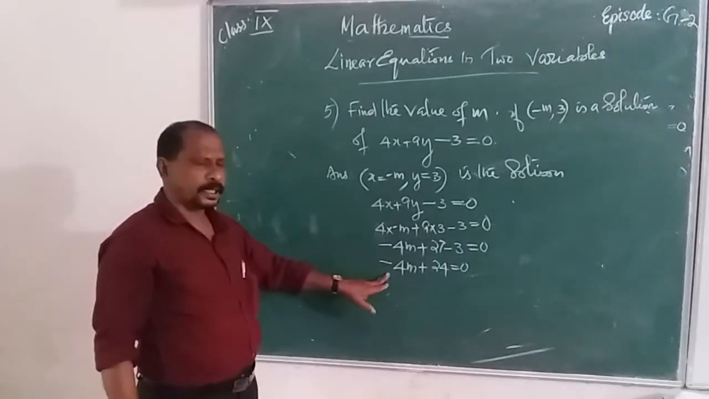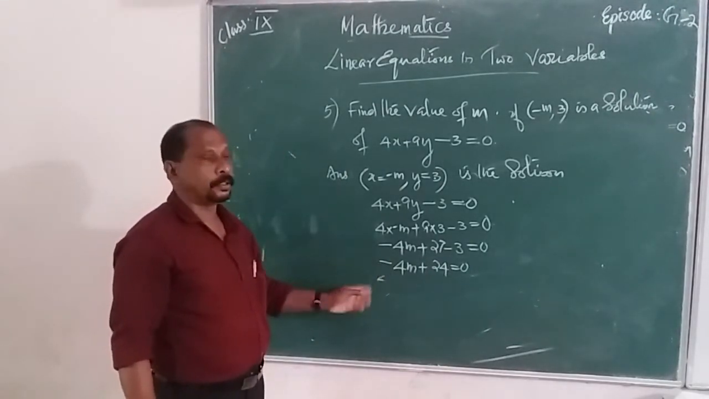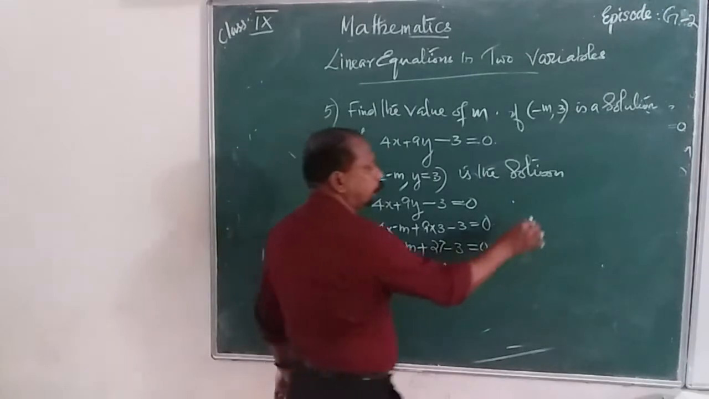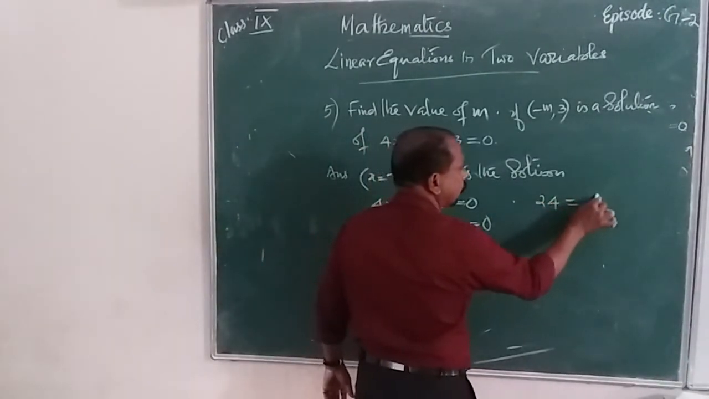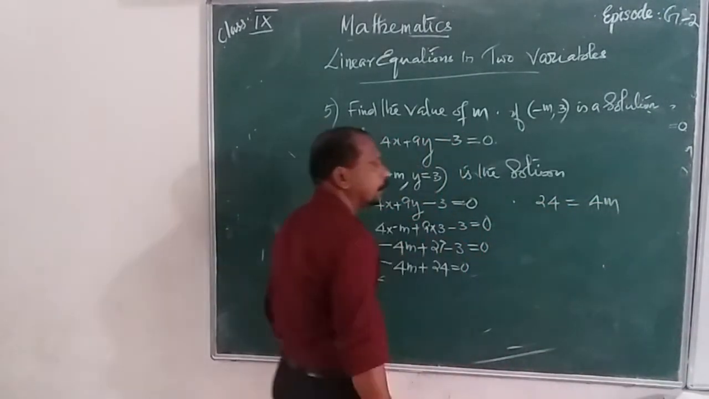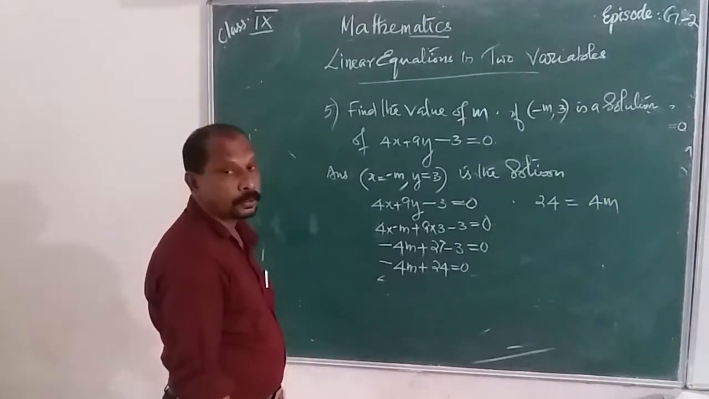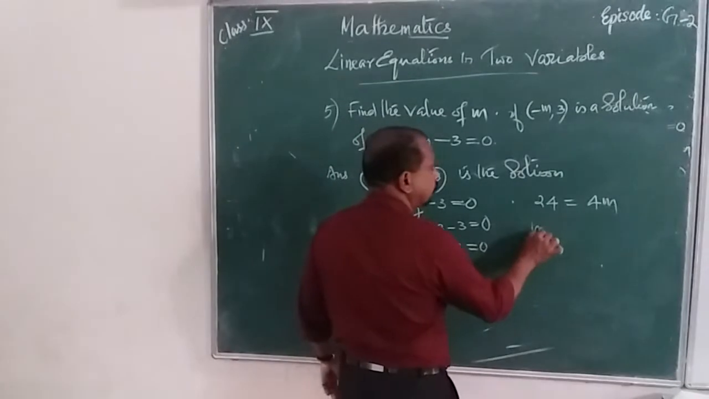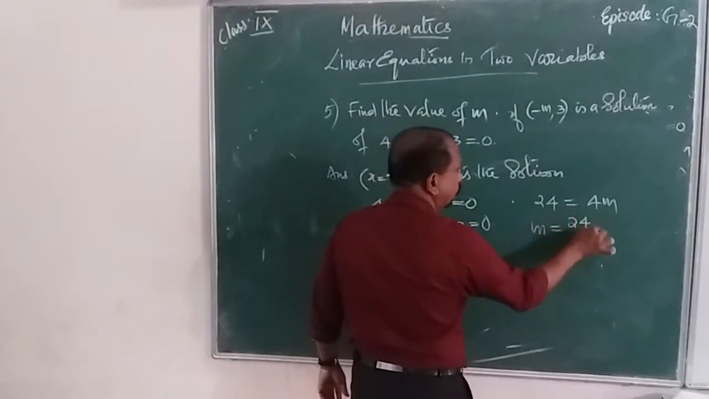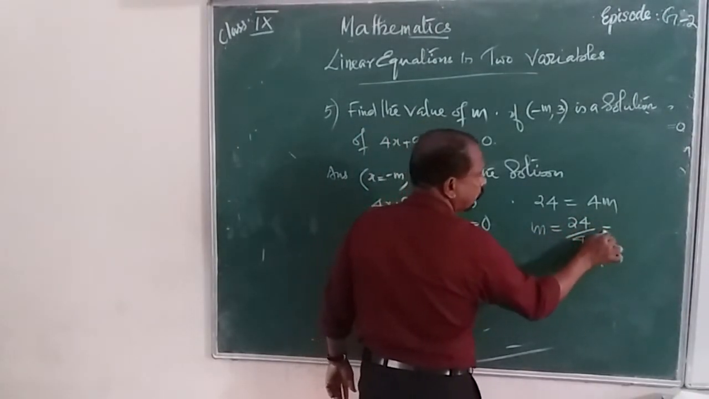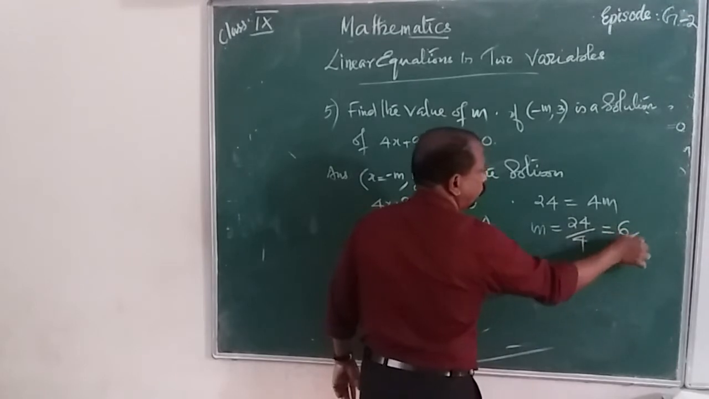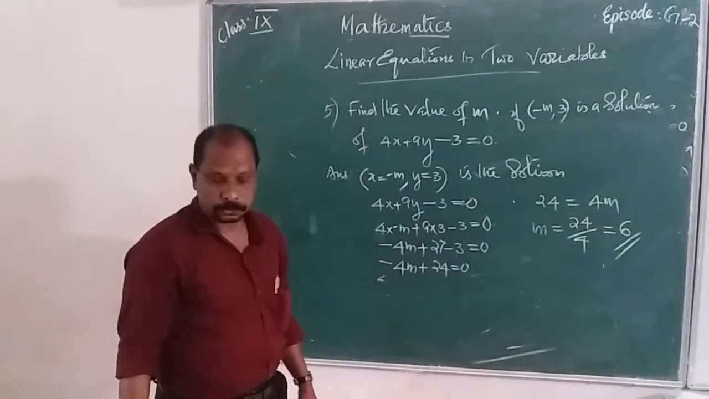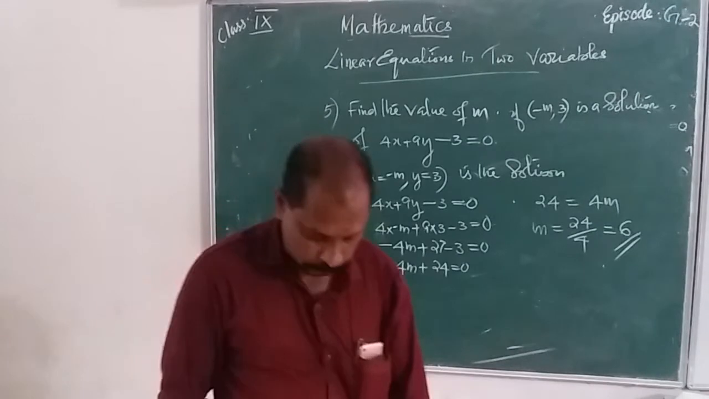This 4m is negative. Therefore, shifting it to the right, 24 is equal to 4m. Then what is m? Not 4 by 24, but 24 by 4. Therefore, m is equal to 24 by 4. What is 24 by 4? 6. Therefore, the value of m is equal to 6. That is the solution.